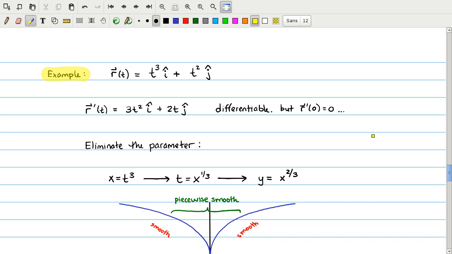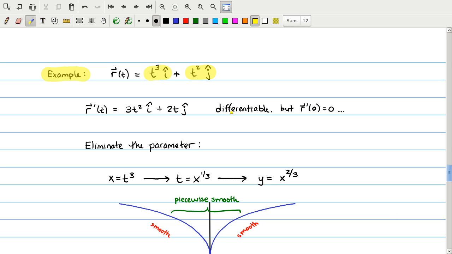So here's our example. We have t cubed i and t squared j. That looks like a nice, simple vector function with just algebraic terms multiplying i and j. And indeed, we take the derivative function r prime of t, we get 3t squared i and 2t j. That looks nice and continuous. So indeed, the function is differentiable. r prime of t is continuous everywhere.